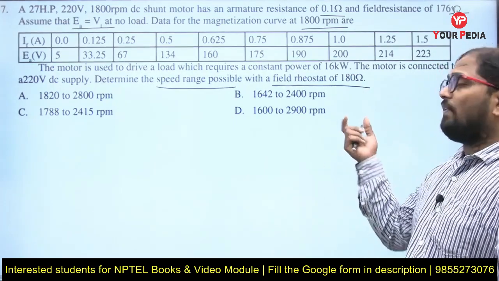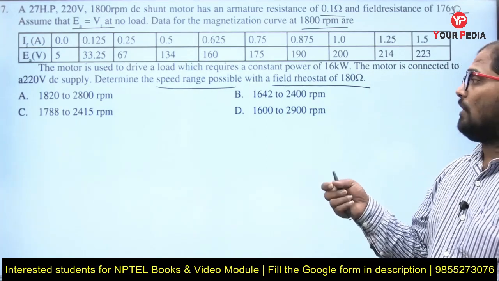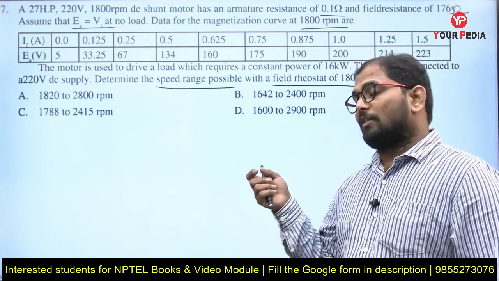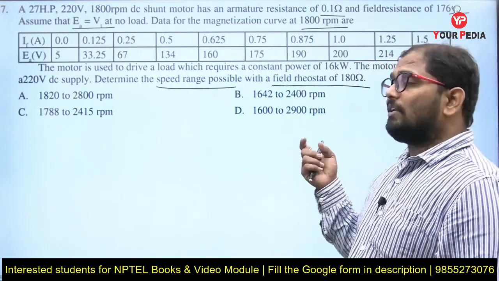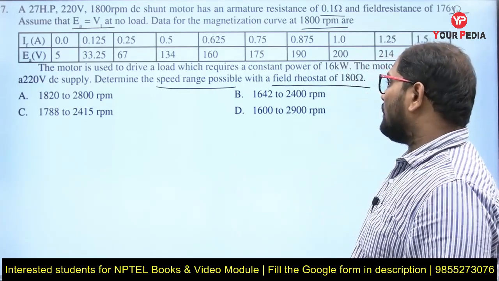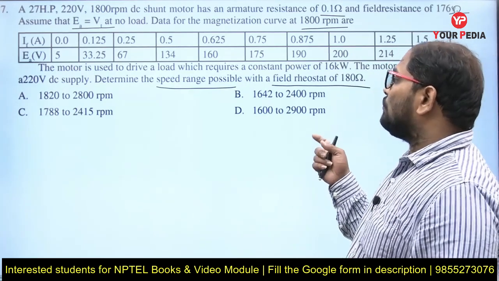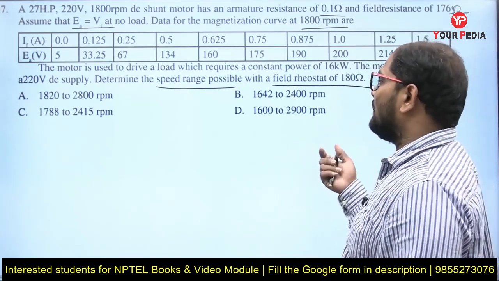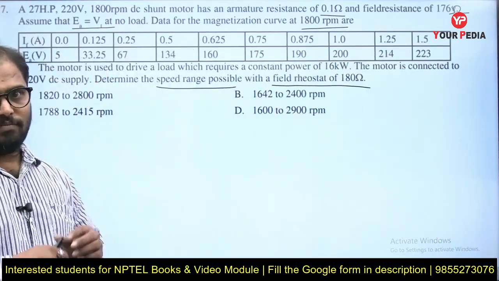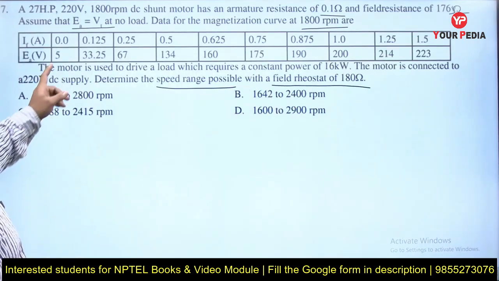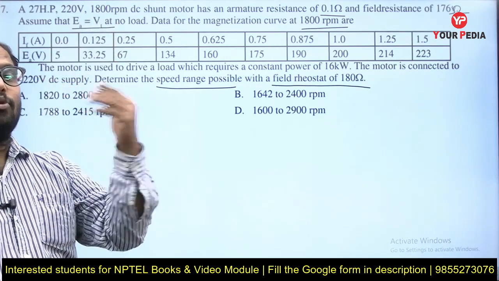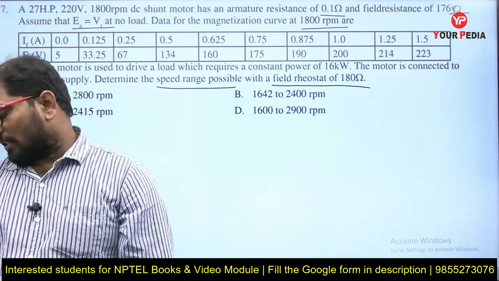As this is a field flux method of speed control, the speed will be above the rated speed. You can select from which value the speed will vary. The rated no load speed is 1800 rpm, and from that the speed must be more than that value.